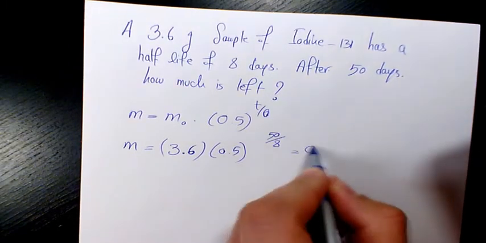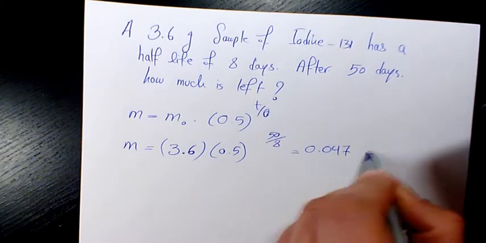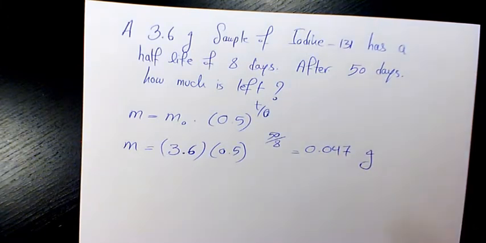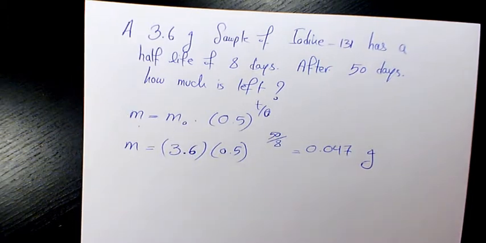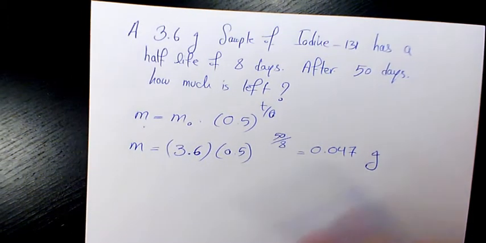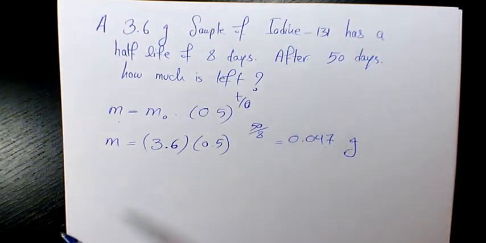It is going to be 0.047 grams, and make sure that you have the same unit. m and m₀ have to have the same unit. t and θ have to have the same unit as well.